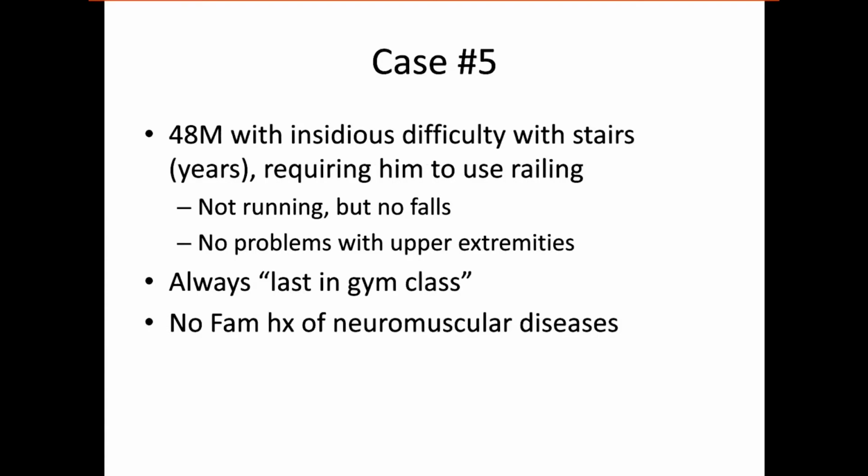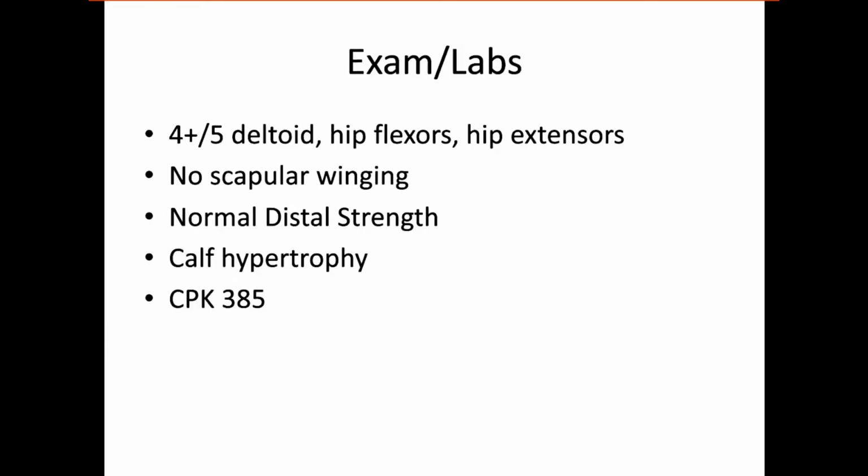All right, case number 5. So this is a 48-year-old male, and he's coming in with difficulty walking upstairs. But this has really been slowly progressing over the course of years. But now it's gotten to the point where he has to use the railing. In the past, he used to go jogging slowly, but he stopped that. He hasn't had any falls, fortunately. And he denies any issues with his upper extremities. So when you really push him, right, he does admit that he was always, quote, last in gym class, but he never was really functionally debilitated in the same way that he is now. And there's really no family history of any neuromuscular diseases.